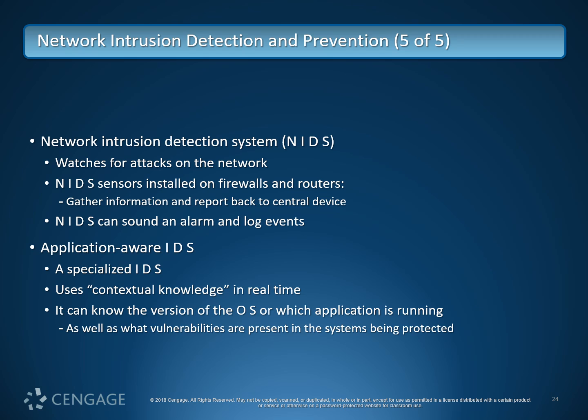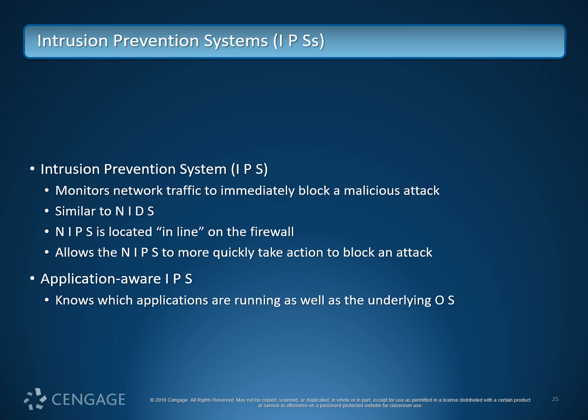There are also variations of the NIDS called application aware. This is where we use contextual knowledge in real time to check an application, to check an OS version, to be able to identify what vulnerabilities may be present based on versions, and try and deal with responses based on that. Prevention systems are in a more aggressive form. Detection just says, hey, something's going on, we're going to let you know. NIPS devices are located in line. They are much more rapid fire in terms of taking action to block an attack. And then there are application versions aware of traffic types as well. Again, what application's running, what type of OS, and what vulnerabilities may be in place.